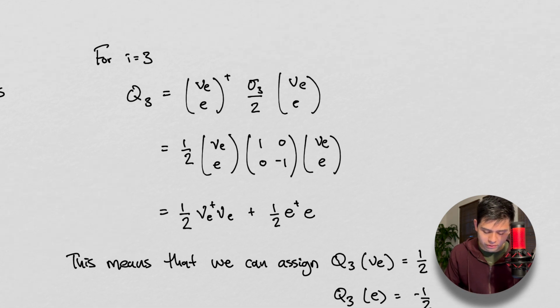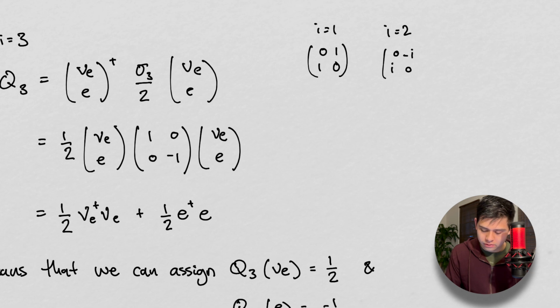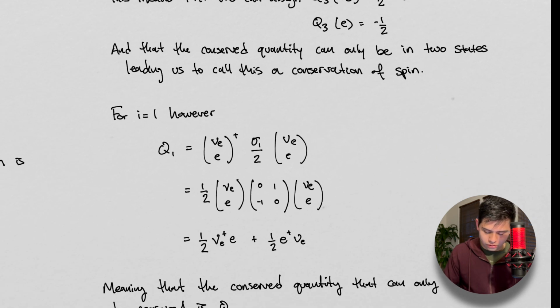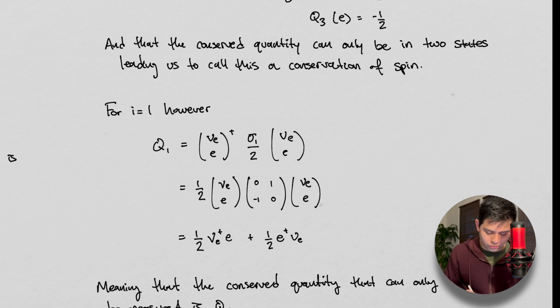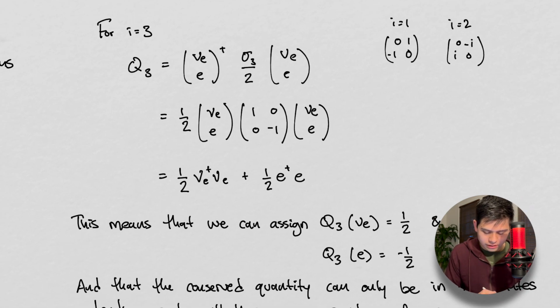If you recall the other Pauli matrices, I'll write them out. We have 1, 1, 0, 0. This is for I equals 1. And then for I equals 2, we have 0, negative i, i, 0, like that. Oh, there's that negative. But anyways, let's take a look at this.